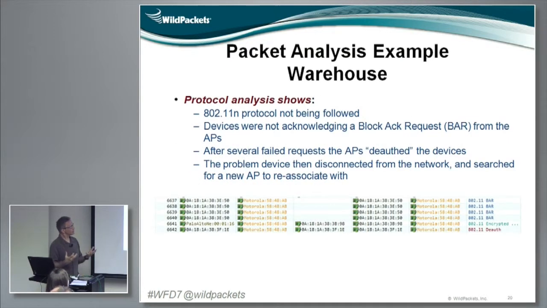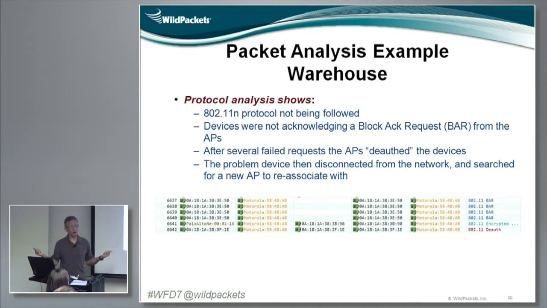But highlighting that need for packets, what they ended up finding was that it was not a simple problem. It wasn't just a simple connectivity problem or something else. There was really a problem in the protocol where the 11N protocol wasn't being followed. And you can even see it down in here: the problem devices were not acknowledging block ACKs. So after several requests, the APs would de-auth the devices.